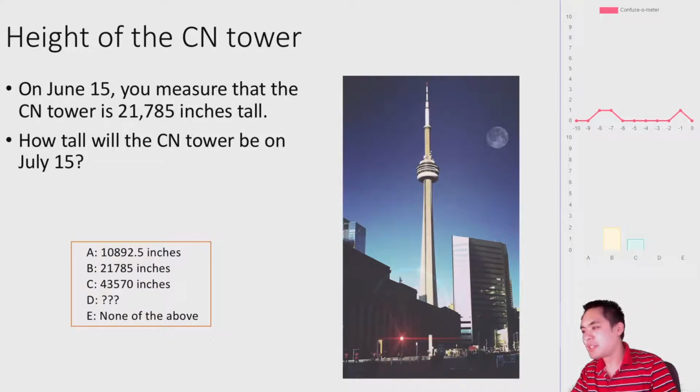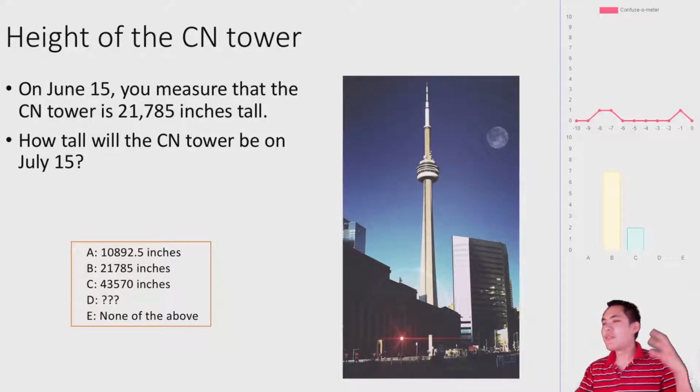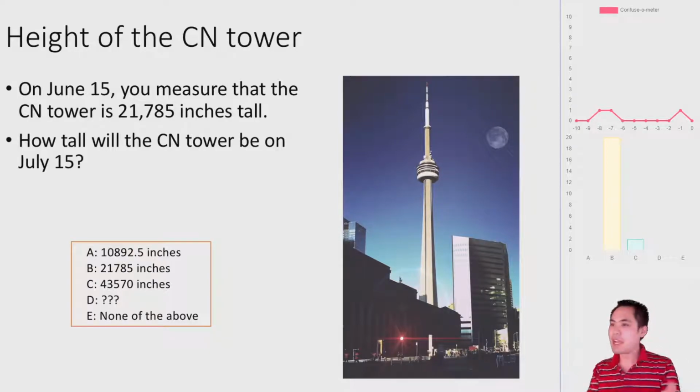Let's see. It looks like we're getting a lot of B's in chat. Okay, so somehow you all have in your heads built a model of the height of the CN tower where you're like, well, if I measure it once today, then a month from now, it really shouldn't be a different height. And so this is, in some sense, not even a linear model. This is the constant model. You're basically saying, my model for the height of the CN tower is that when I measure it, it always stays the same height.